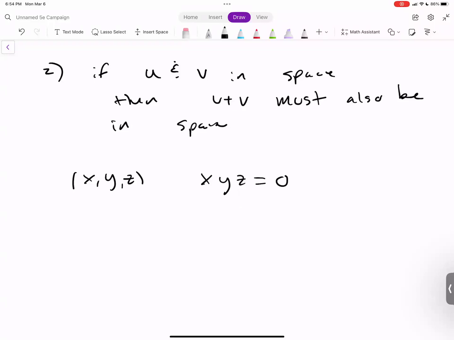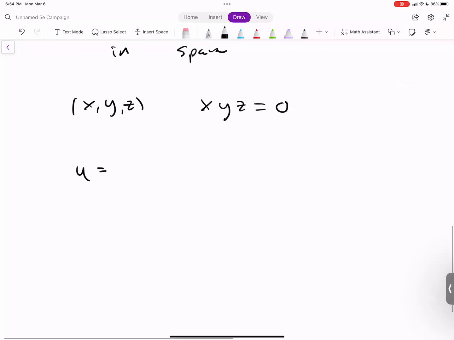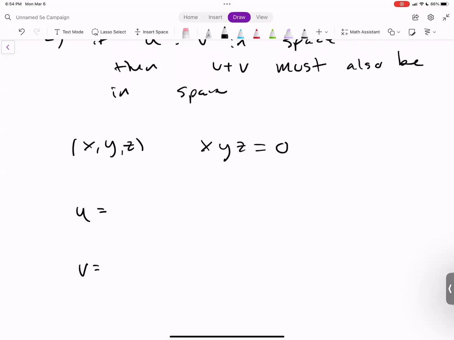So, for example, if we plug in all zeros, is this condition true? Yes, right? So the first one would be true. For closed under addition, you would have to pick a U and a V such that each of them multiply to be 0, but when you add them, they don't. So X times Y times Z equals 0, what does that mean particularly? One of them is equal to 0, right? That is either X is 0, Y is 0, or Z is 0, not exclusive. Two of them could be 0, three of them could be 0.